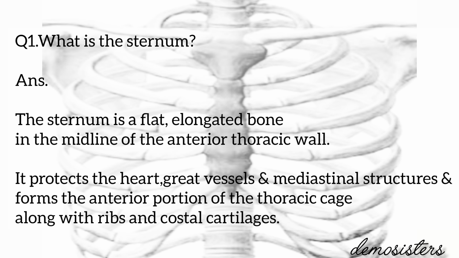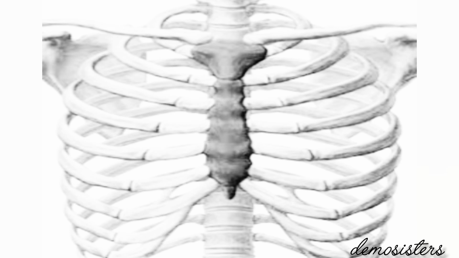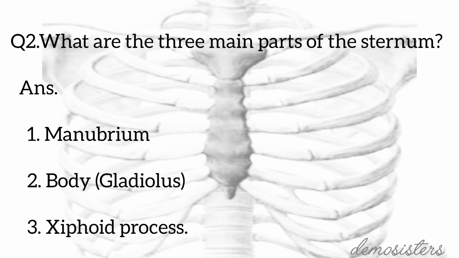What is the sternum? The sternum is a flat, elongated bone in the midline of the anterior thoracic wall. It protects the heart, great vessels and mediastinal structures and forms the anterior portion of the thoracic cage, along with ribs and costal cartilages. What are the three main parts of the sternum? Manubrium, body (gladiolus), xiphoid process.